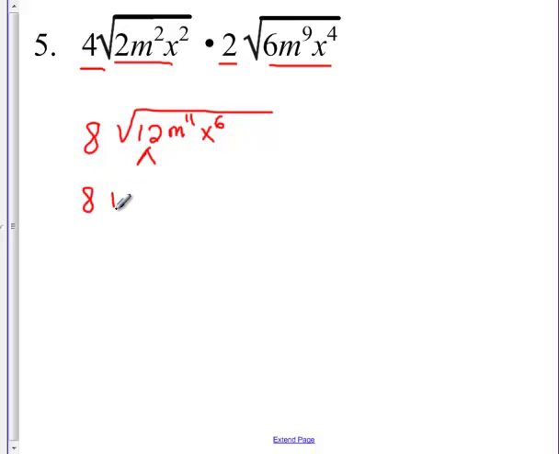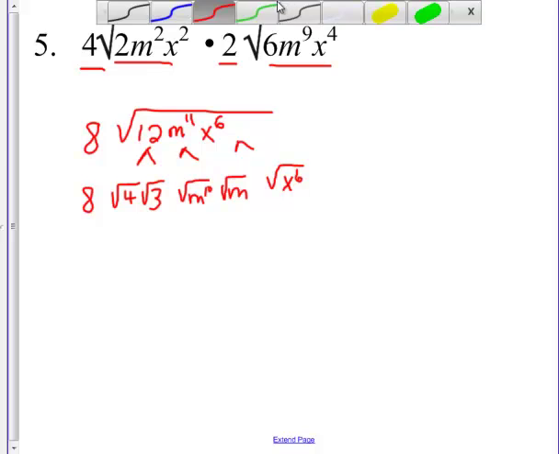12, I'm going to break down into 4 times 3, because I'm going to look for perfect squares. M to the 11th, I'm going to take out m to the 10th and m, and x to the 6th. No need to break x to the 6th down because it's a perfect square in and of itself. So there's no need to look for a big perfect square that goes into x to the 6th.